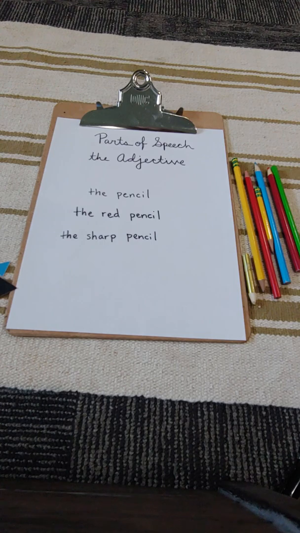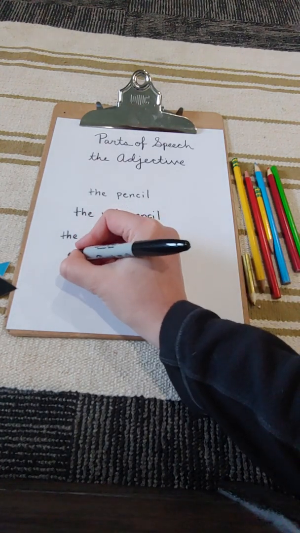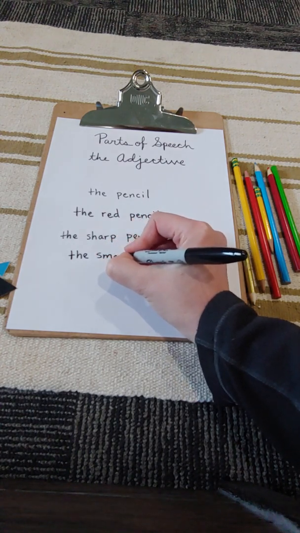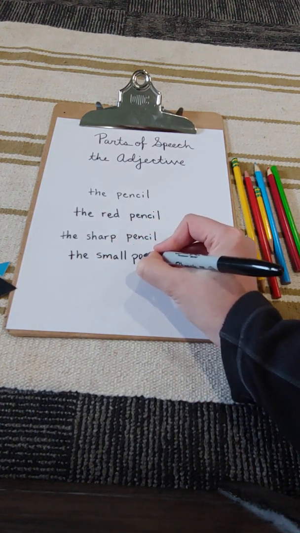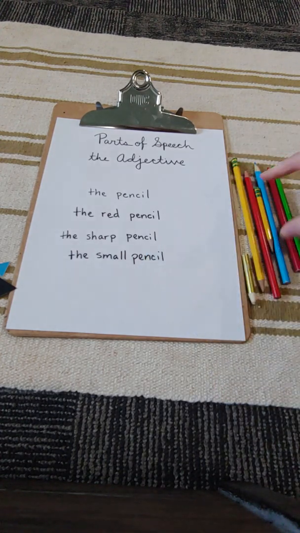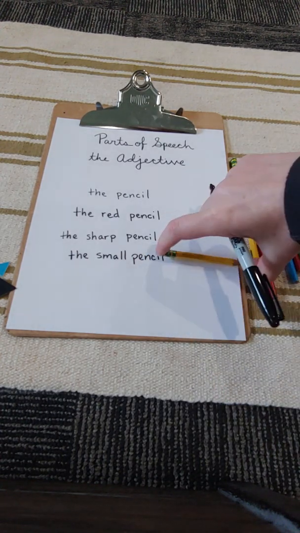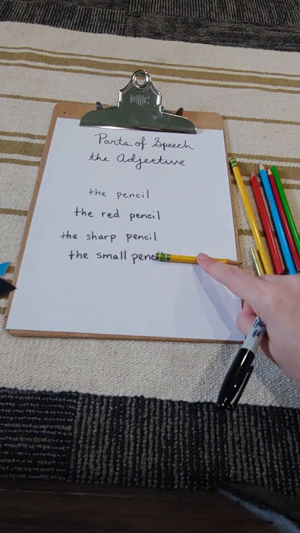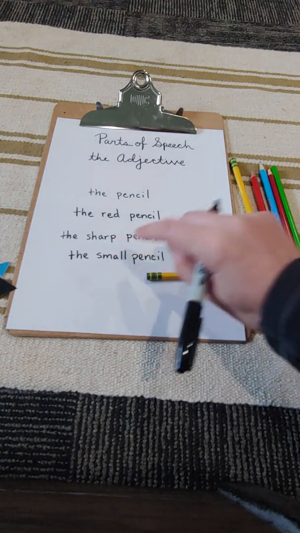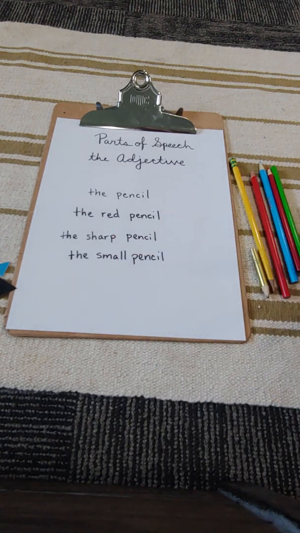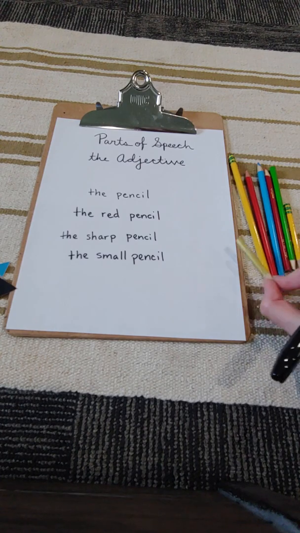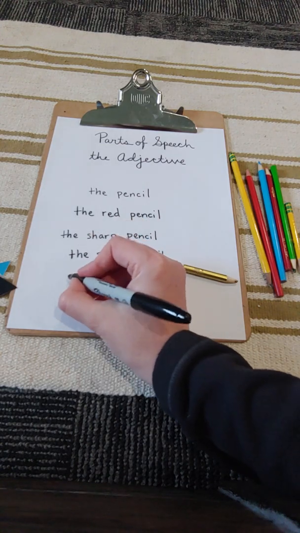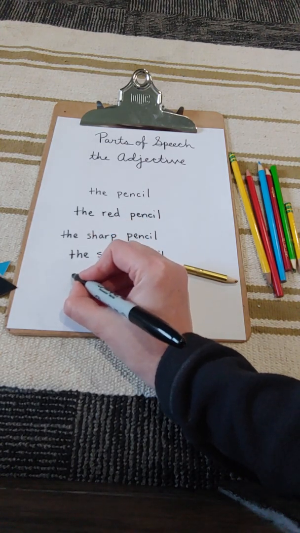I have more ideas. What about the small pencil? I think this one would count also. This can be the small pencil. I could even say the small sharp pencil and use two adjectives in my same phrase. Let's make a sentence for this one. Not a sentence, a phrase, because it doesn't have a verb in it. So, phrase.